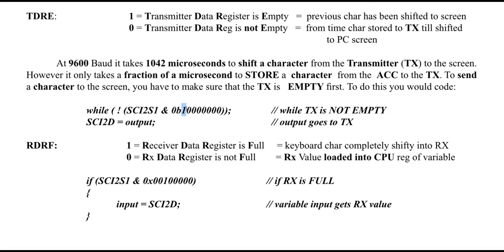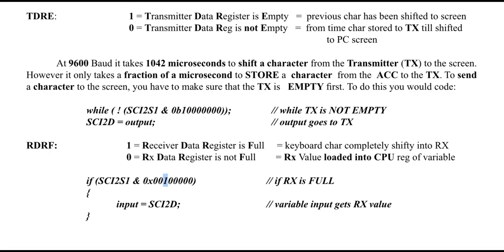Now if TDRE is a 1, that means that this number here that you're ANDing is going to be 80. And while not 80 will give you 0, and it's going to drop down here because when the transmitter data register is empty, it's okay to actually take this value of output and send it to the transmitter. So this is transmitter gets output. However, if this bit here is a 0, then the answer is going to be 0, and while not 0 means while 1. So it's going to wait here until the transmitter data register is empty, which is about 1 millisecond, and then the transmitter is going to get whatever value we wish to send out on it.